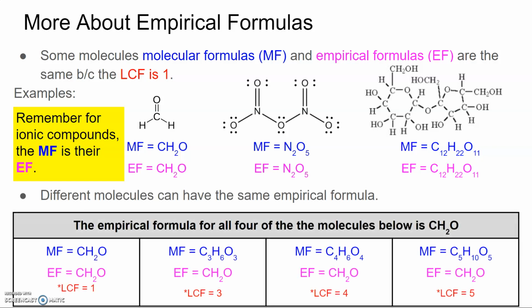So if you look at these molecules below, the molecular formulas are shown in blue, and the empirical formulas are shown in that sort of pinkish color. And all of these molecules have the same empirical formula, CH2O, but they have different molecular formulas because you can simplify the molecular formulas all into CH2O by using whatever the least common factor is for that molecule.